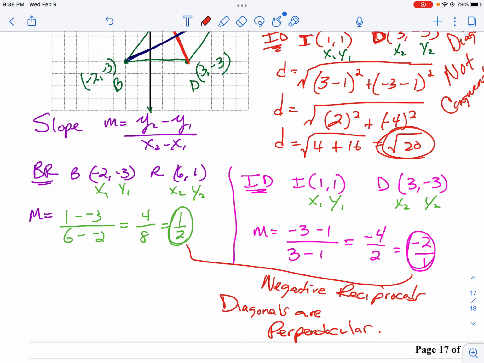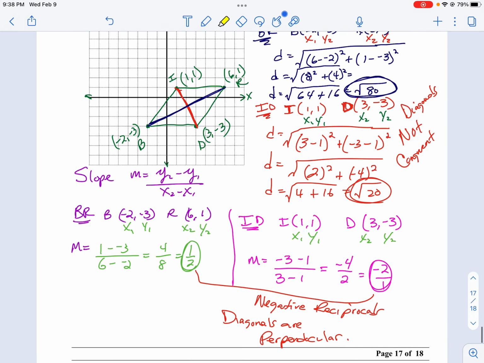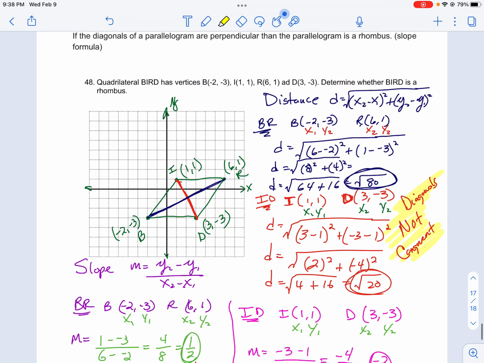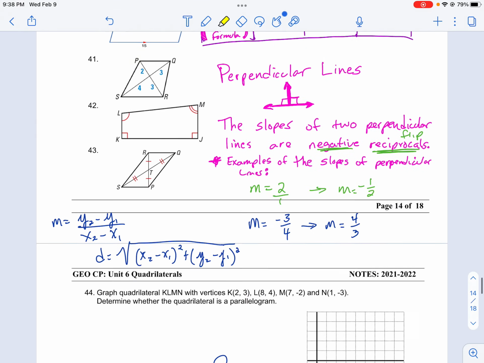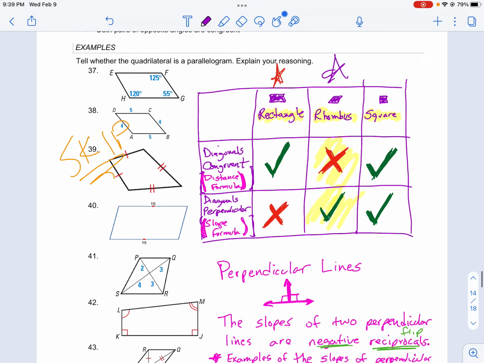So, from what we just found out here, let me just get the highlighter here. We found out over here, the first thing we did is we found that the diagonals are not congruent. However, the diagonals are perpendicular. So let's go back up to the chart, way up here. So the diagonals are not congruent, but they are perpendicular. So therefore, we do have a rhombus.